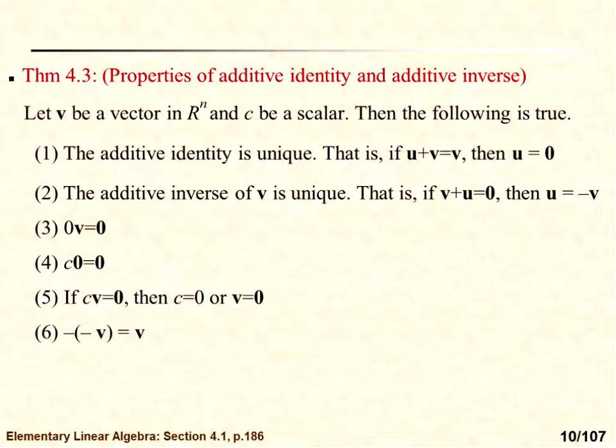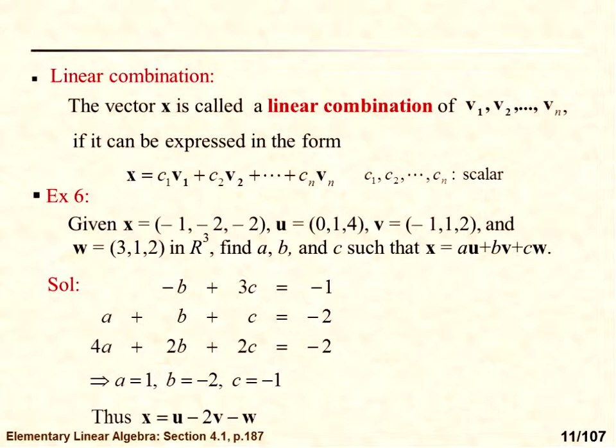These are six properties of additive identity. The additive identity is unique. u plus v is equal to v, and for the inverse, u plus v is equal to 0 if u is equal to minus v. And if you multiply a vector with a 0, then we get a 0 vector. If we multiply a vector with a constant and we get a 0 vector, then one thing is possible: either the constant is 0 or the vector is 0. And if we multiply a minus with a minus vector, we get a plus vector. So these are the additive identities.